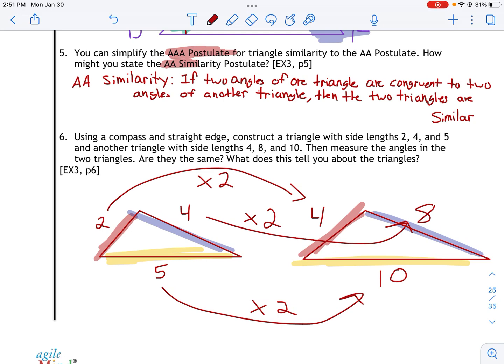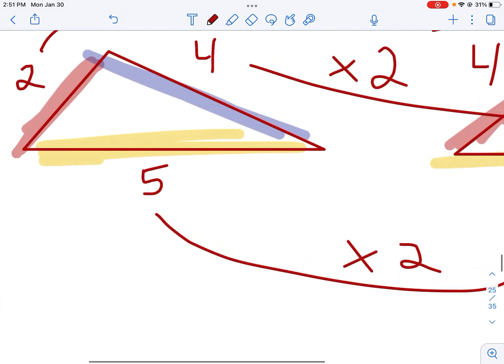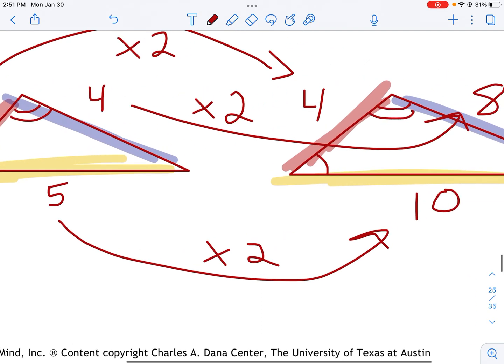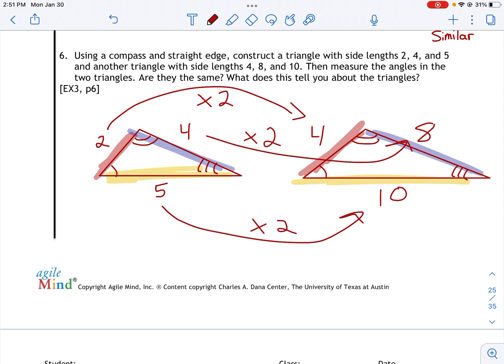So are they the same? No, because they're not congruent, but they are similar. What can we say about this? We can say the corresponding angles are congruent, so the triangles are proportional. If we had a compass and protractor, we could measure all these angles, and we would find that all of these angles are also congruent. 1, 2, 3. 1, 2, 3. So this is just practice using it.